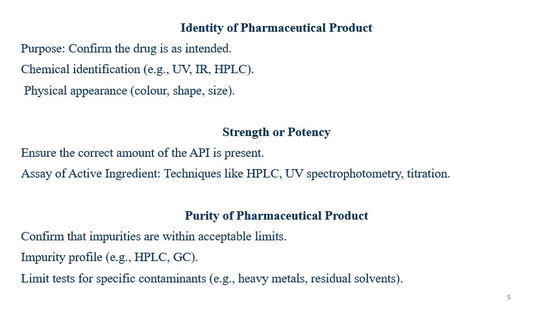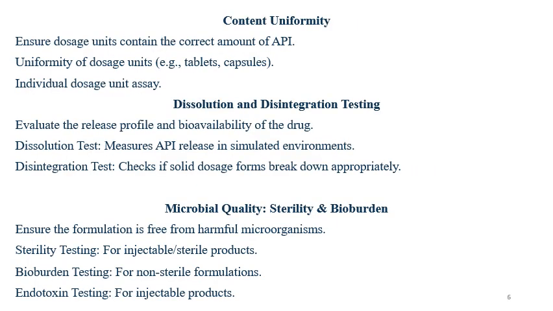Purity of the pharmaceutical product. Purity is confirmed by impurity testing, whether the impurities are within acceptable ranges or not. Impurity profiling is done by HPLC, GC. Impurities may be organic, inorganic, metal impurities, residual solvents, and many others. Nowadays, in the pharmaceutical field, nitrosamine is also being asked about as an impurity. Limit tests for specific contaminants like heavy metals, residual solvents, etc. are used for purity testing. Content uniformity ensures dosage units contain the correct amount of API.